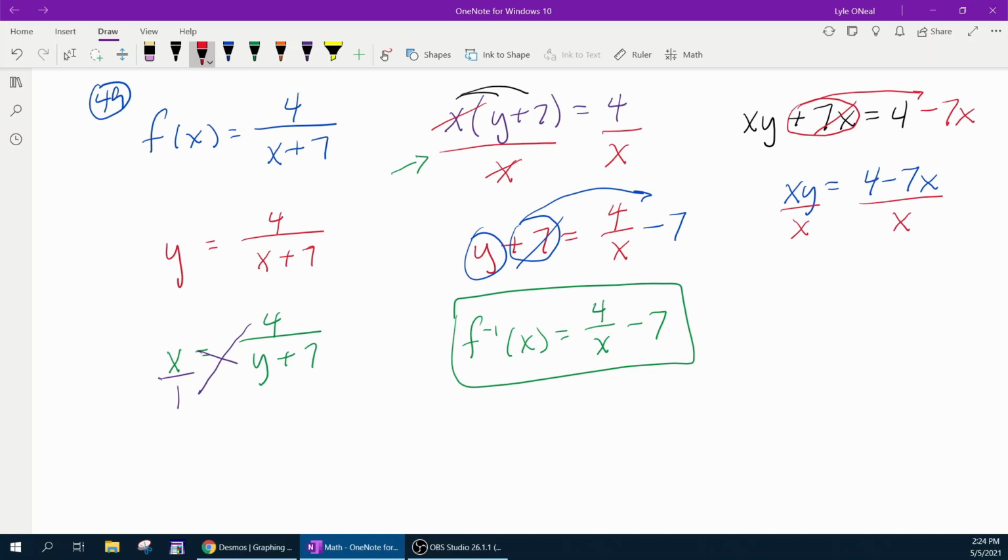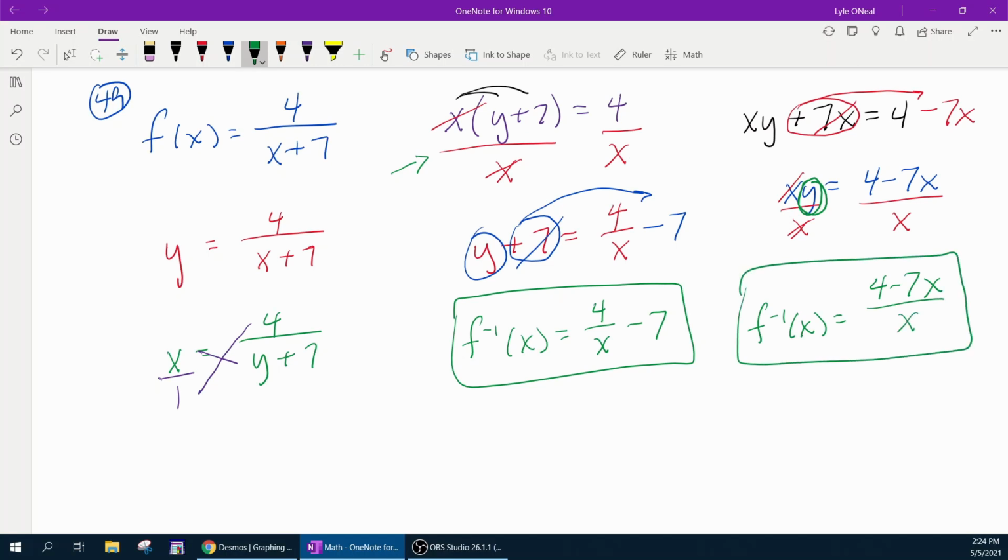So do you see, you're going to need to divide by x either way you go, and it doesn't really matter. You're going to get the correct answer either way. Now that this y is isolated, we can say the inverse function is 4 minus 7x all over x. So these answers are different, but they're correct. They're not identical, but they will produce the same graph.